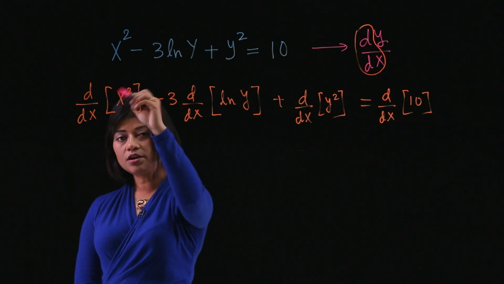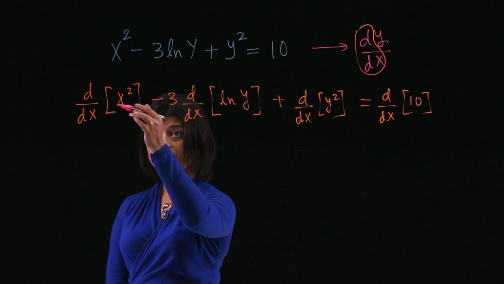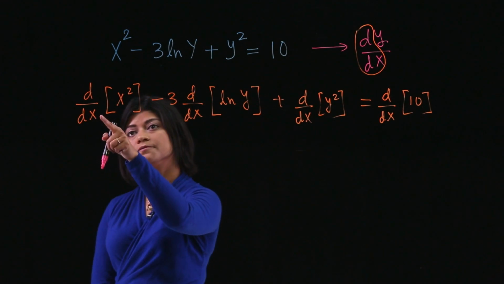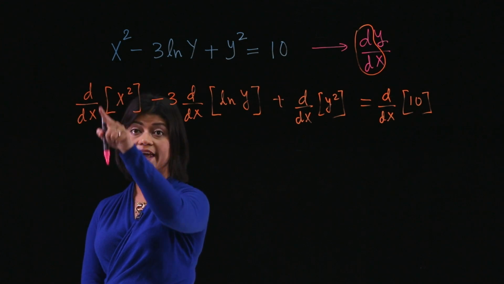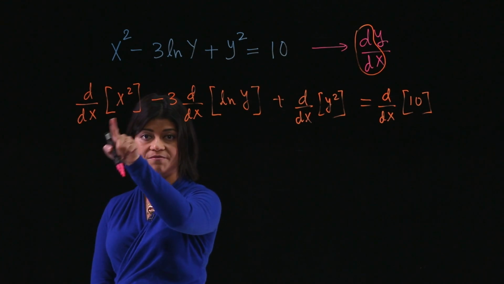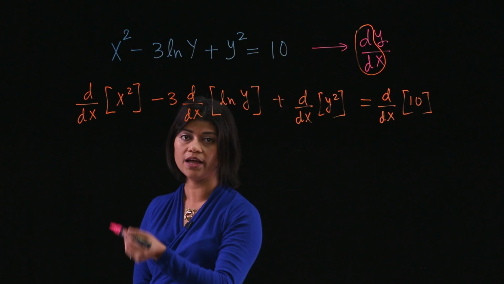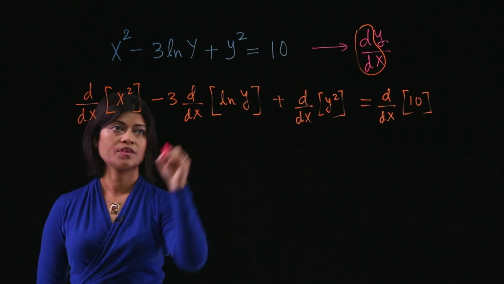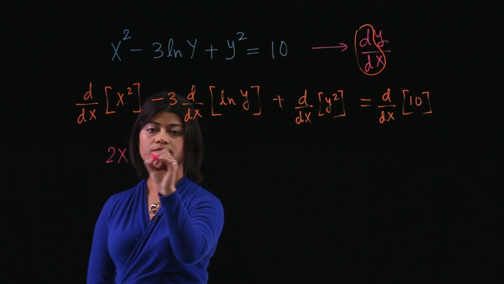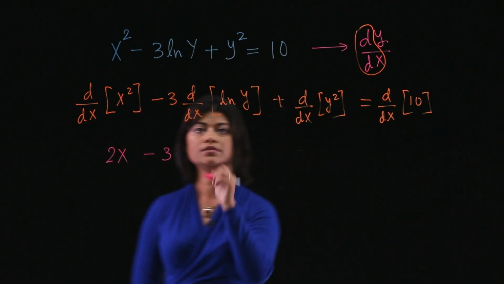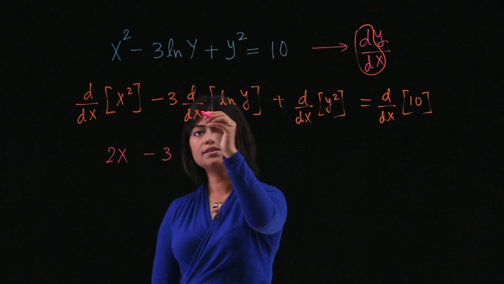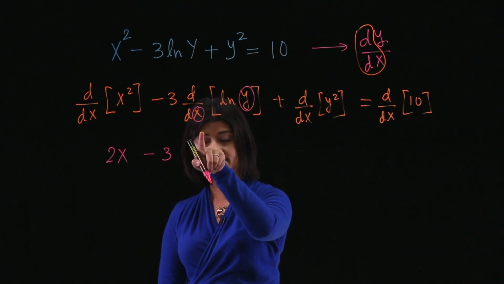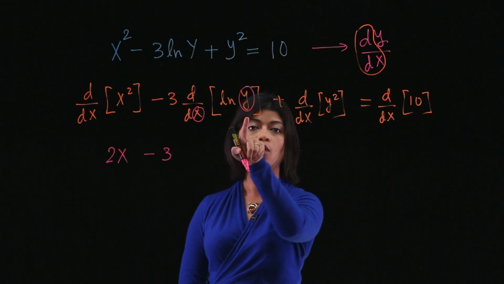All right, now check every term that you are taking the derivative of, whether the variables are the same or different. For the first one, you are doing d/dx of x squared. Same variables, so you can directly apply the power rule, and the derivative is 2x. Okay, so the next term, you have negative 3 times. Note right away that the variables are different here. You're taking d/dx of natural log of y.